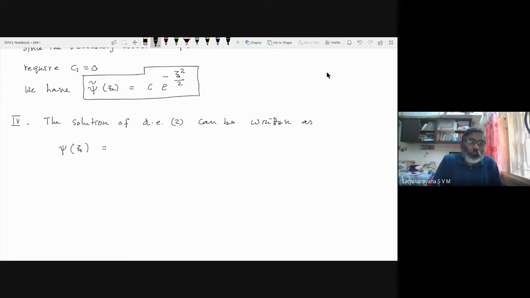asymptotically it should go like this, but in the finite region we don't know how it goes like this. So let us call some arbitrary function f of psi into e to the minus psi square by 2. So this is dominant as psi goes to plus minus infinity, and this of course we don't know what it is. This is dominant for finite value of psi. Okay, of course this has to be determined.